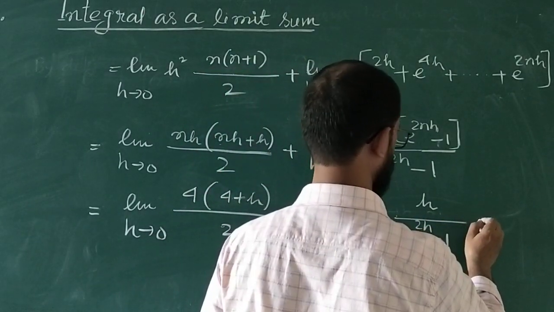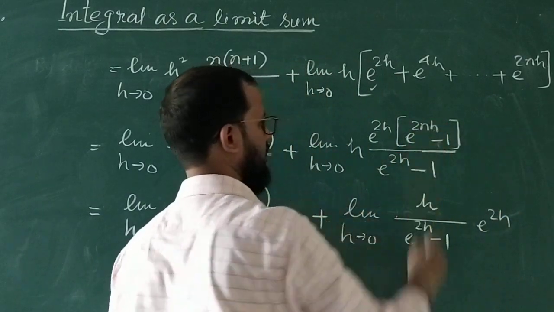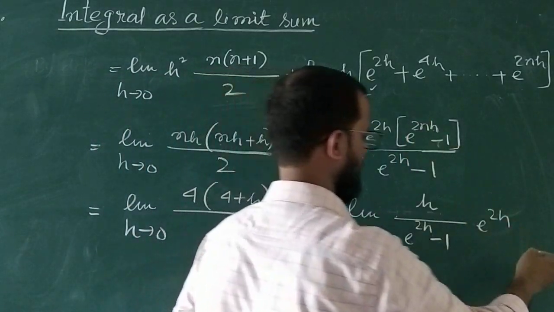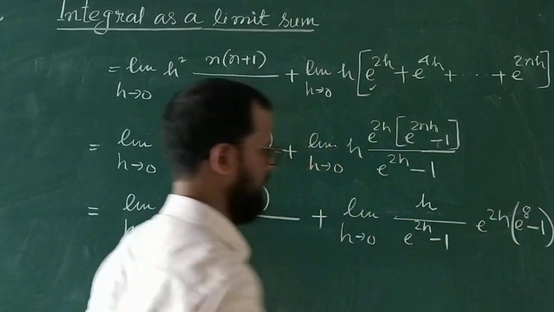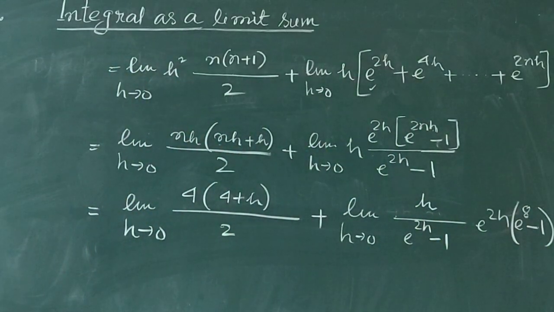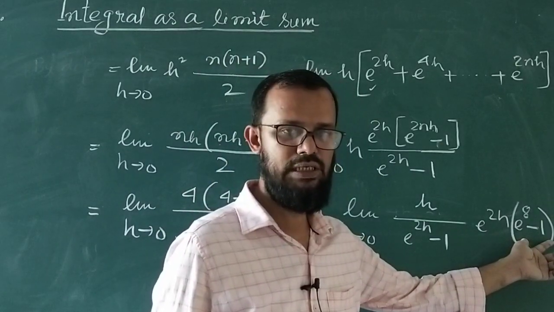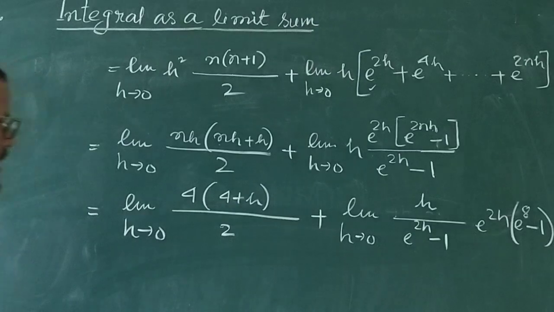Another one is e to the power what? Into 2h. What is the value of nh? nh is equal to 4. Then it will be e to the power 2 into 4, which is e to the power 8, minus 1. Understood? e to the power 8 minus 1. Now inside the limit, what is the constant quantity? The constant quantity is e to the power 8 minus 1, so it will come out from the limit.